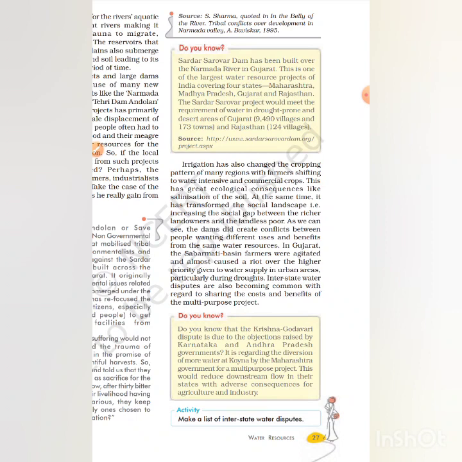In Gujarat, the Sabarmati Basin farmers were agitated and almost caused a riot over the higher priority given to water supply in urban areas, particularly during droughts. Interstate water disputes are also becoming common with regard to sharing the cost and benefits of the multi-purpose project. Do you know that the Krishna Godavari dispute is due to the objections raised by Karnataka and Andhra Pradesh governments? It is regarding the diversion of more water at Koyna by the Maharashtra government for a multi-purpose project. This would reduce downstream flow in their state with adverse consequences for agriculture and industry.